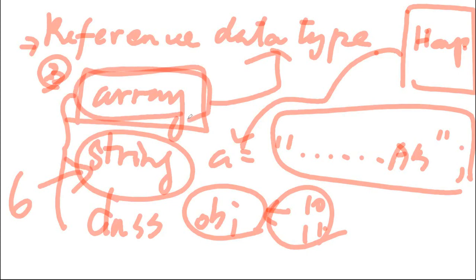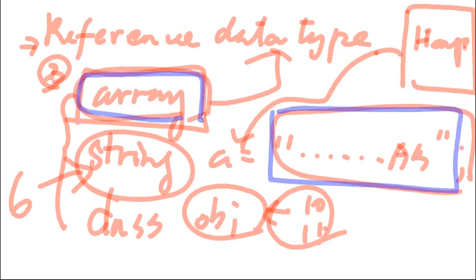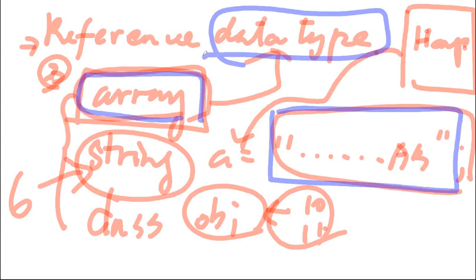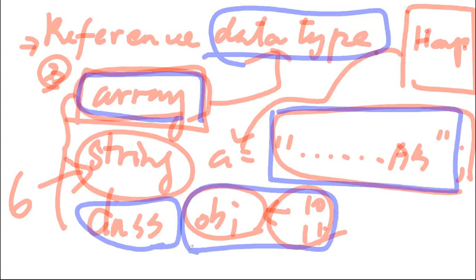String type is for a collection of characters. Array type is for a collection of primitive data. Class is for a collection of heterogeneous data types; you can have mixed data types in there. An array is of the same data type. Array is for the same data type.